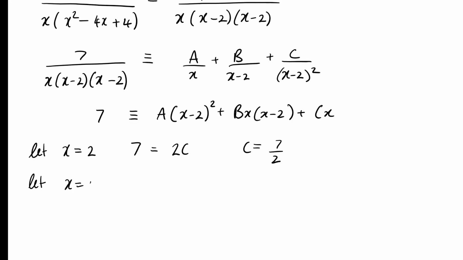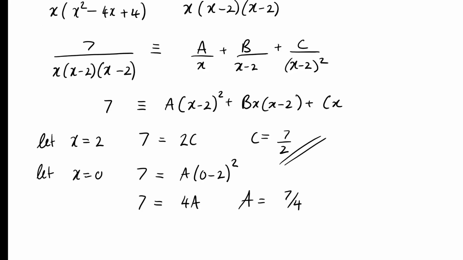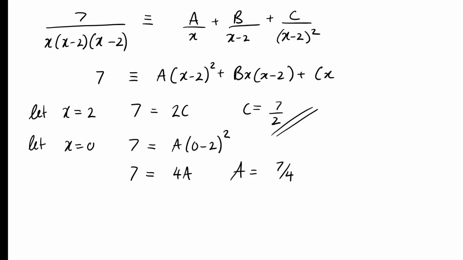Let x equal 0. 7 is equal to a times 0 minus 2 squared. So 7 equals 4a. a is equal to 7 over 4. Finally, we just need to pick another simple value of x to find b. So let x equal 1. Just out of convenience, there isn't really a strong line of reasoning for picking 1.